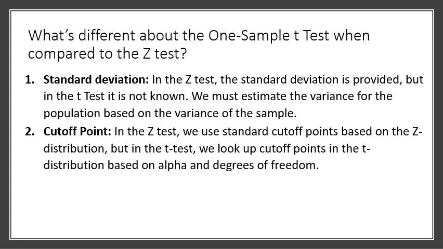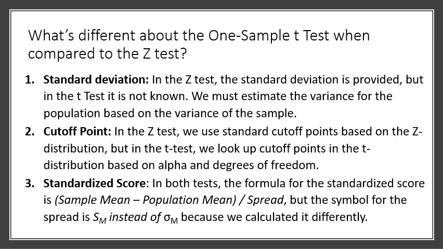In the z-test, we use standard cutoff points based on the z distribution. We looked those up, you'll remember. But in the t-test, we're still going to be looking up cutoff points, but we'll be using a t distribution, and we'll be basing it on alpha and something called degrees of freedom.